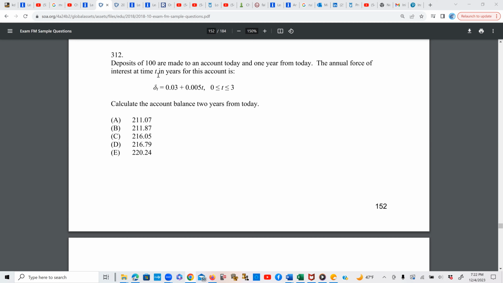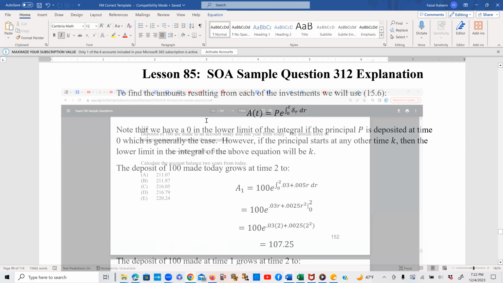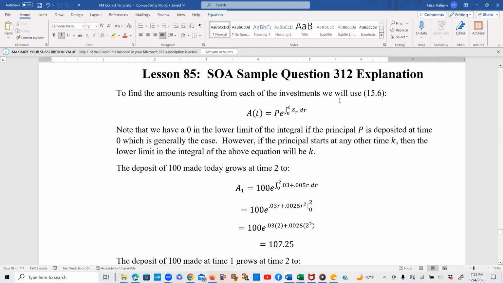So there are two deposits, one made today and one a year from today. Since we have a variable force of interest involved, we will calculate the amounts resulting from each of the two deposits by the amount equation when we have a variable force of interest. That was equation 15.6, so you can review lesson 15 if you have forgotten about this. A of t equals P e to the integral 0 to t of delta r dr.